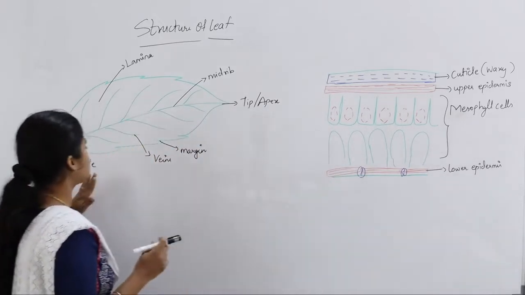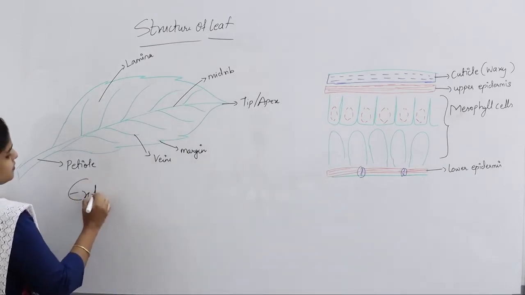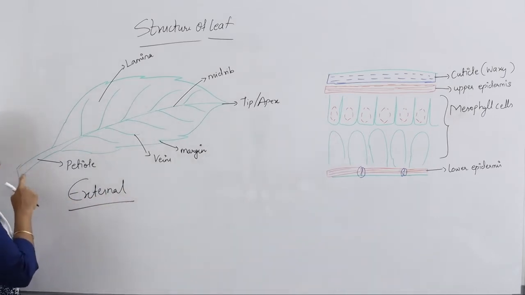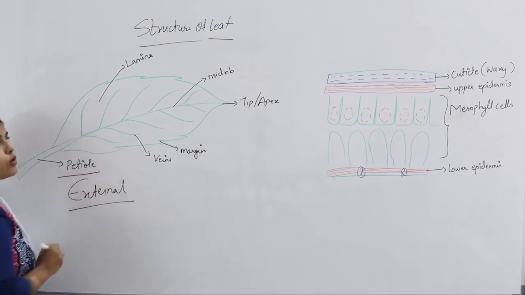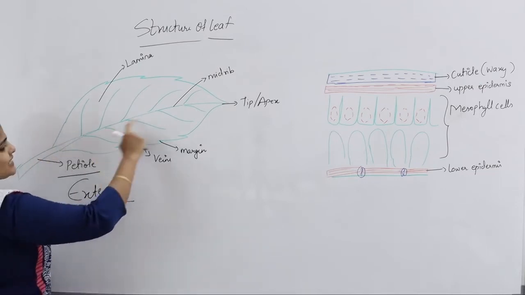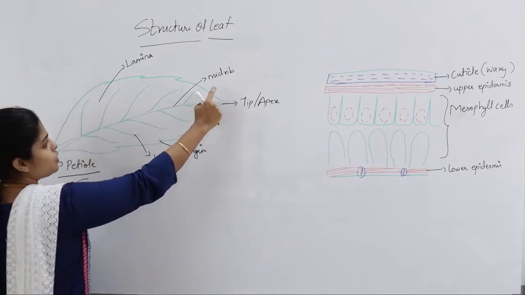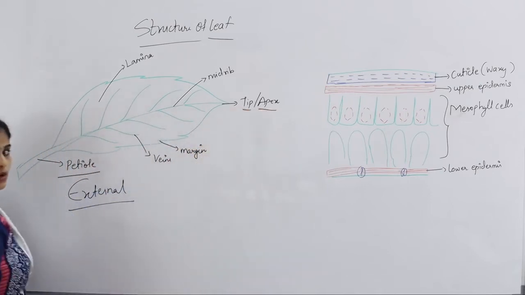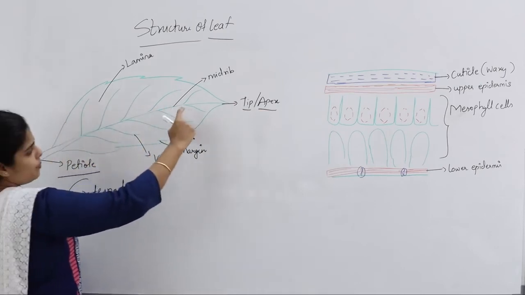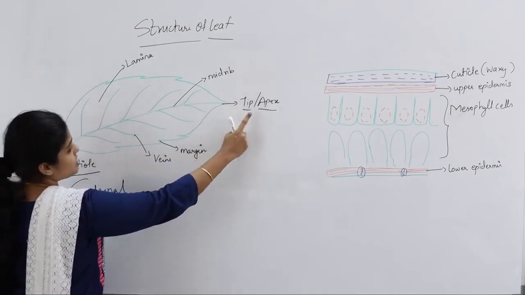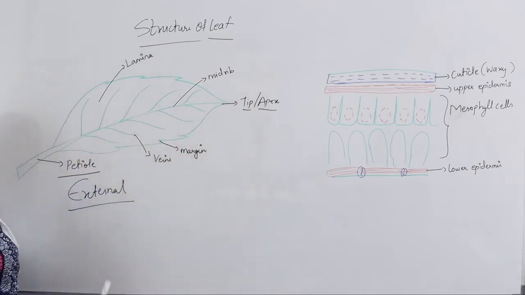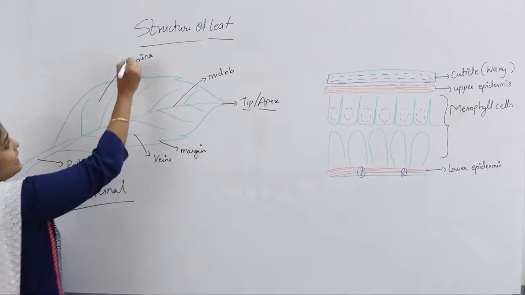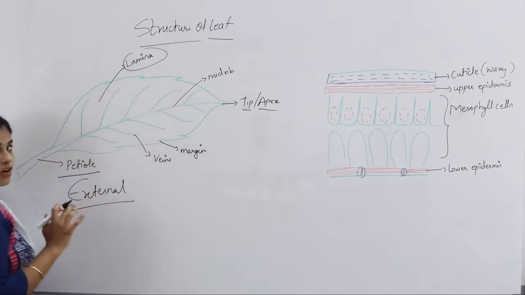This is the structure of a leaf, external. The tip part which arises is called petiole. Petiole will extend to form this single line called midrib. Where it ends, it is called tip or apex. Petiole will extend to form midrib. Midrib, where it gets over, is called the tip part or the apex part. Next is the whole green leaf-like structure. That whole part is called lamina.